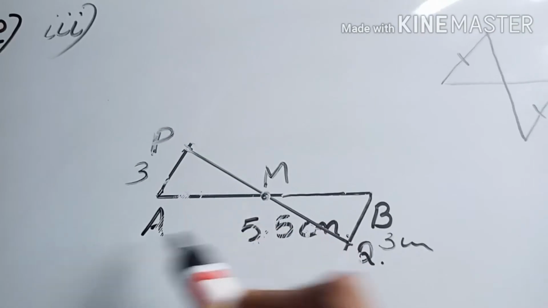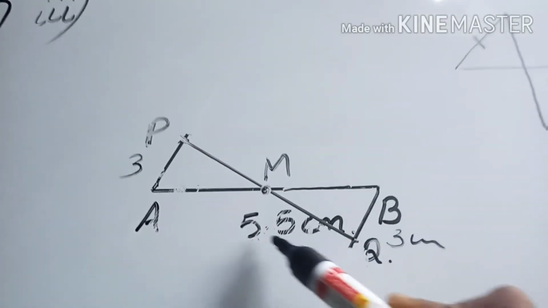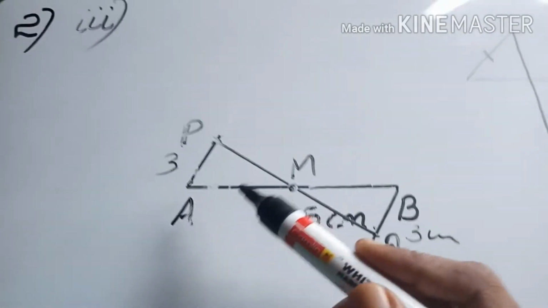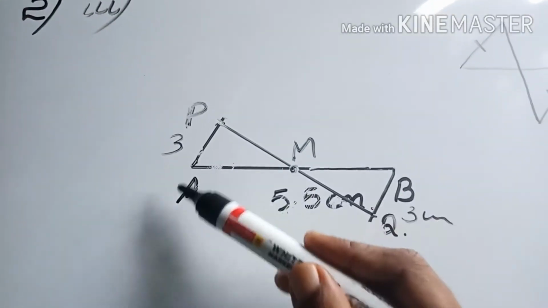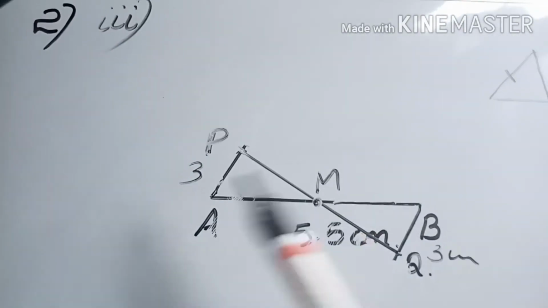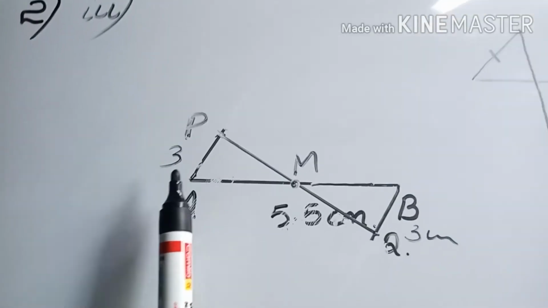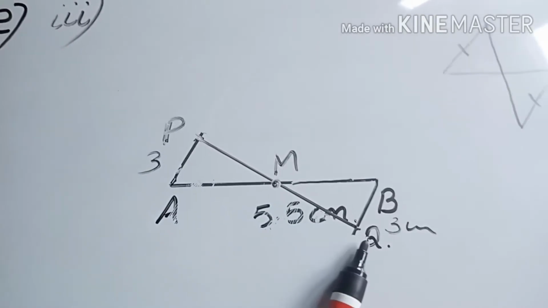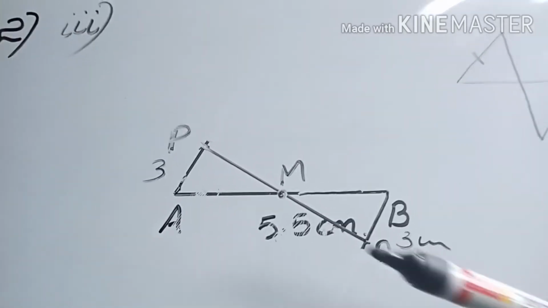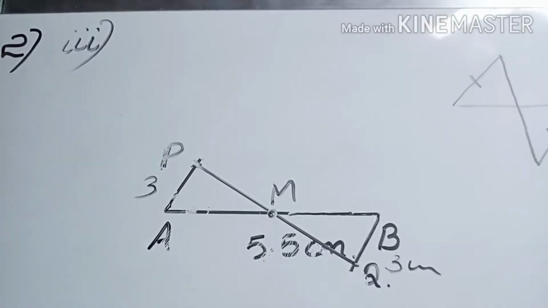So this is the method. First draw a 5.5 centimeter line, then using set square draw a line upwards and a line downwards from A and B. After that, measure any measurement you can take, 3, 4 like that. From that point join to the downward line. So this is the method.